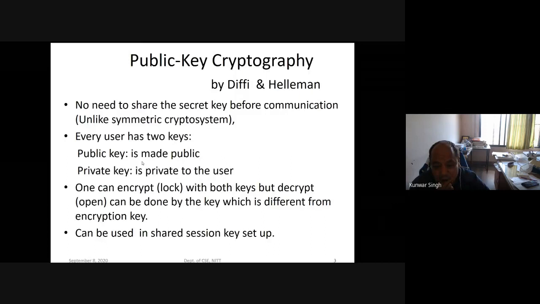Now, as you know, encryption is some kind of locking and decryption is some kind of opening. So you have two keys. You can encrypt with both the keys, with the private key as well as the public key. But the decryption key has to be different from the encryption key. The decryption and encryption keys will be of the same person, but the encryption key will be different from the decryption key.